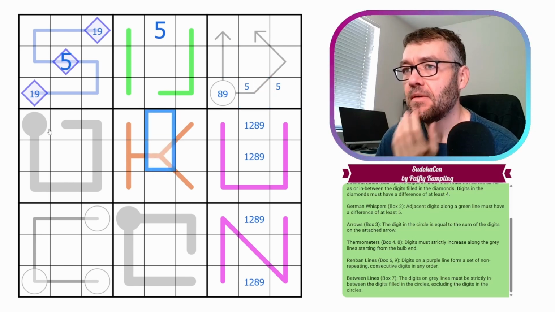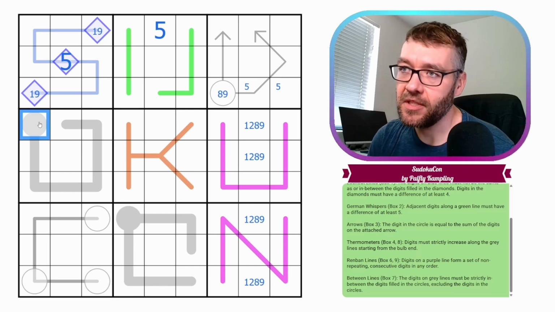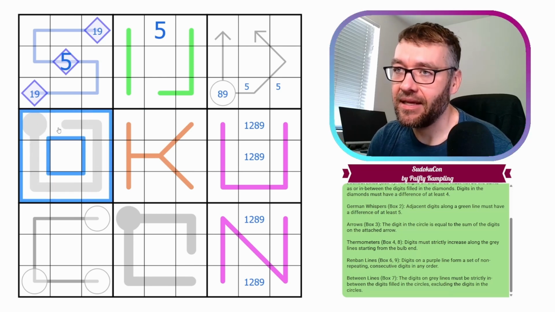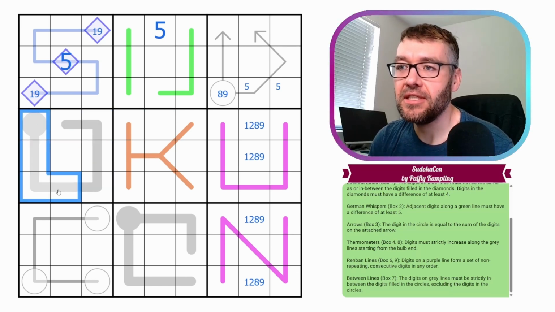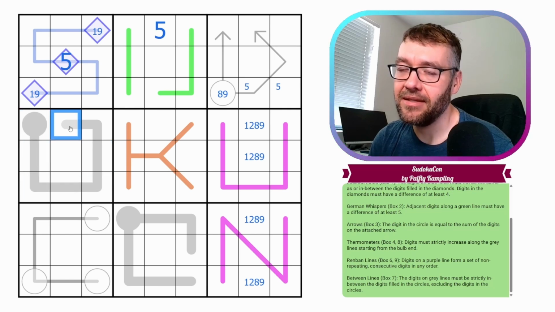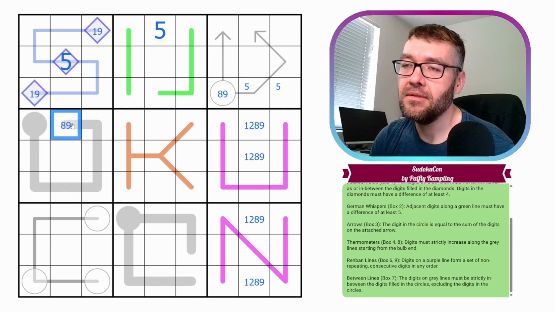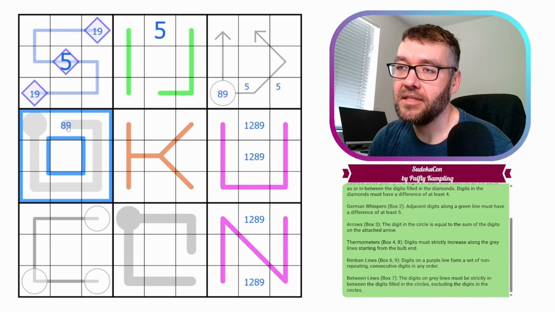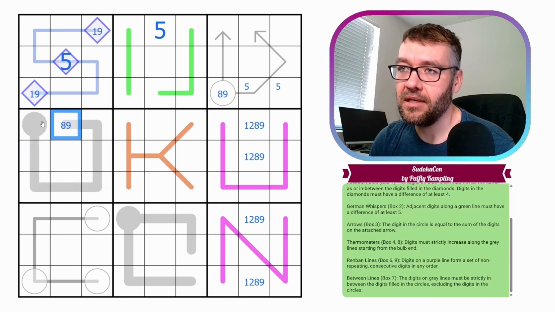Okay. All right, maybe this thermometer. This thermometer is 8 in length, and it has to strictly increase. So this has to at least be 8 here. This is an 8 or a 9. Because we could go 1 through 8. It doesn't have to be consecutive. You could skip over a digit in the middle, but this has to at least be 8.